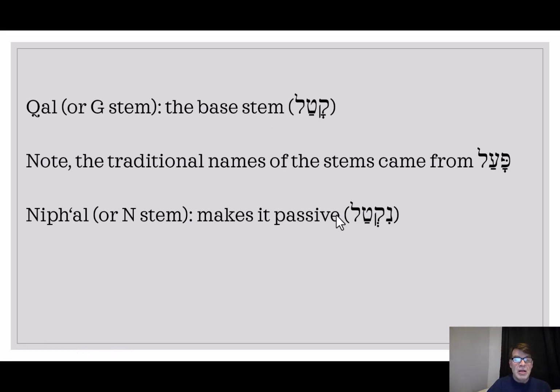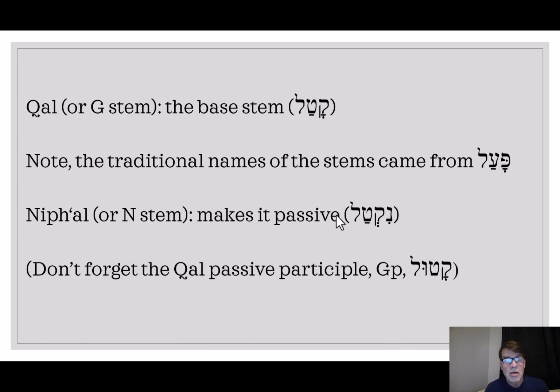So Niphal. Now, I do want to give honorable mention to the Qal passive participle, the Gp or G passive, that only really appears in the participle. It's not a very common form at all, but we have seen it. And so its pattern is qatul. So a kamatz shureq pattern would be being killed, would be the way you might translate it. And even though it's not in the song, I did want to mention that, so you've got two different ways to make the base stem passive. You can put it in the Niphal stem, or in the participle, you can use the Qal passive participle.